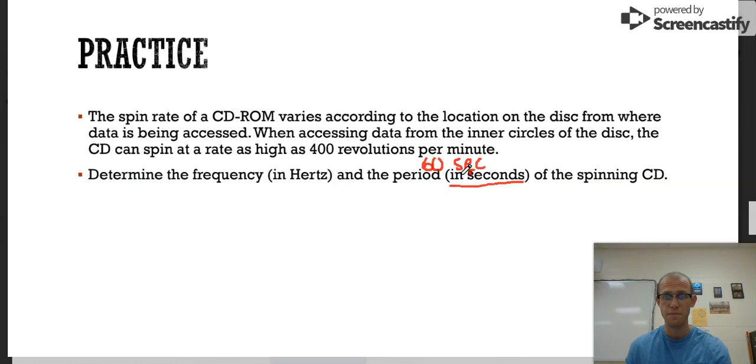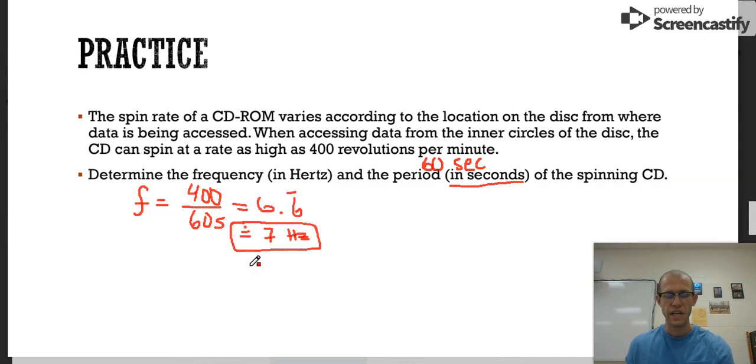So let's be clear about that. Now, frequency, that is telling us how many revolutions are happening every 1 second. So I need to take my revolutions divided by my time so that my denominator eventually comes out to be 1. I calculated that, it's 6.6 repeating, which will be 7 in significant figures, so 7 hertz is my answer. Notice 7 divided by 1 is still 7.